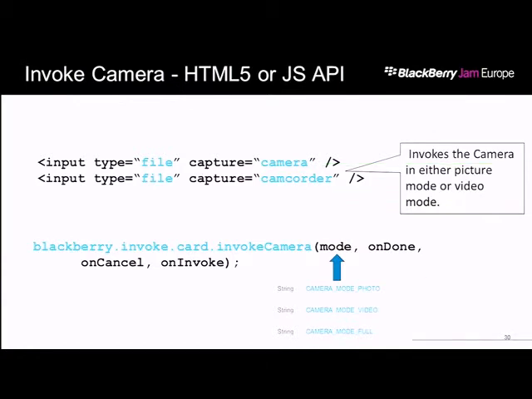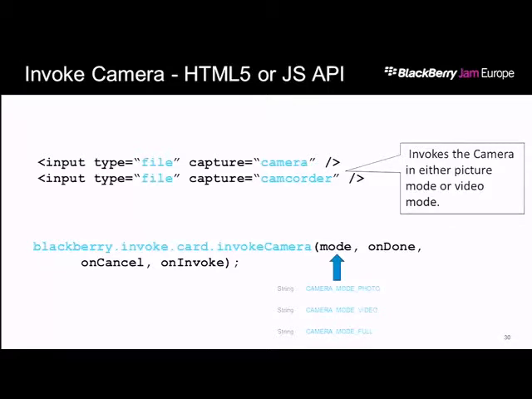But we also have the BlackBerry Invoke Card Invoke Camera API. There are many different modes here, well, 3 different modes. There's photo, video, which map to camera or camcorder. But this third one, camera mode full, is one that you might find interesting and might want to use, because that would allow the user access to the time shift functionality that you've seen in the demos.